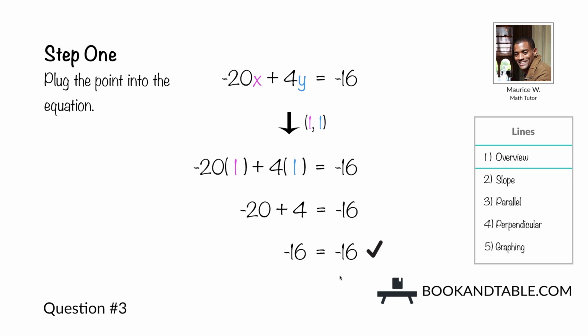Then the last question, step 1, plug the point into the equation. Negative 20x plus 4y is equal to negative 16. Plug in 1 for x and 1 for y. You get negative 20 times 1 is negative 20. 4 times 1 is 4. Negative 20 plus 4 is negative 16. Since the left side equals the right side, that confirms that 1, 1 does exist on this line, negative 20x plus 4y is equal to negative 16.